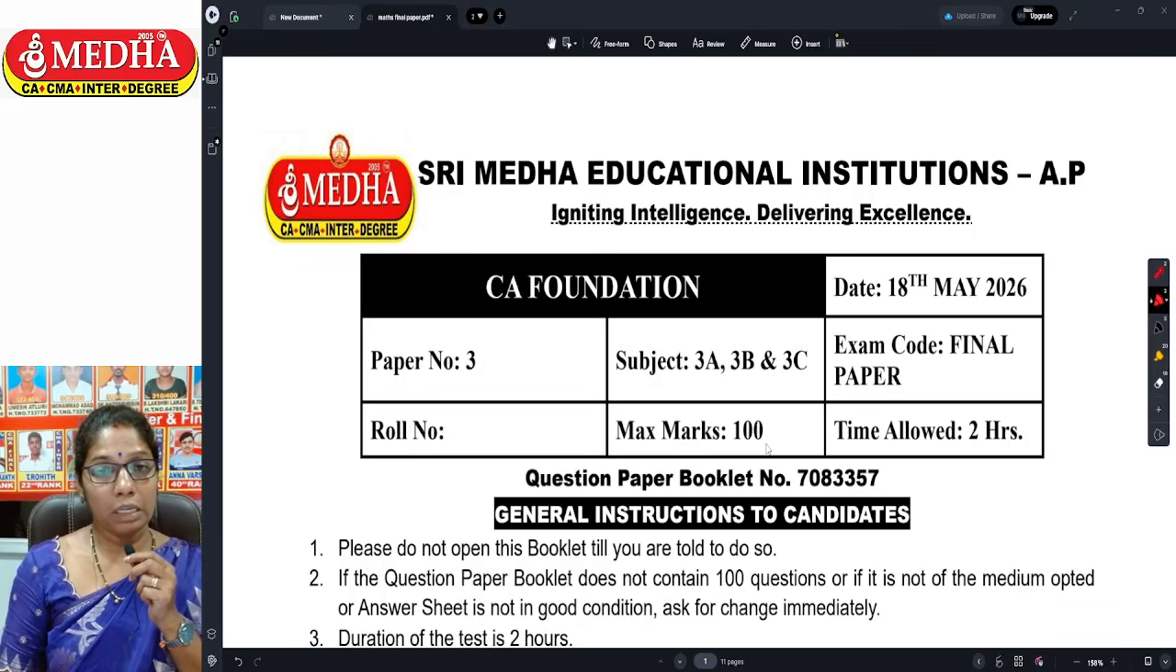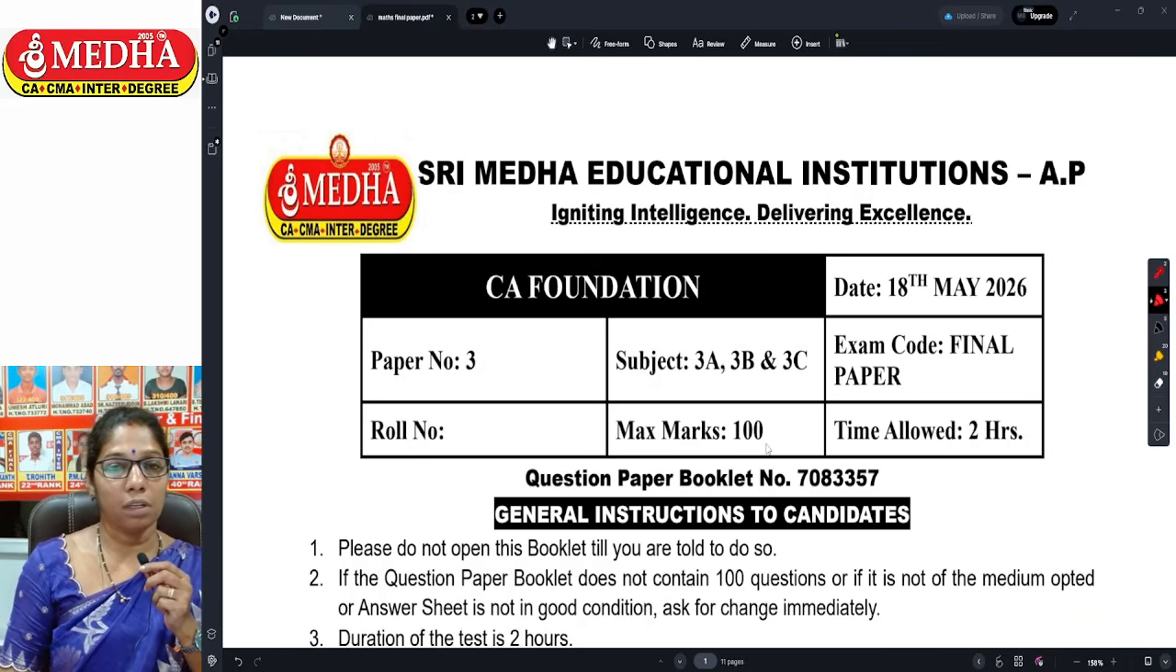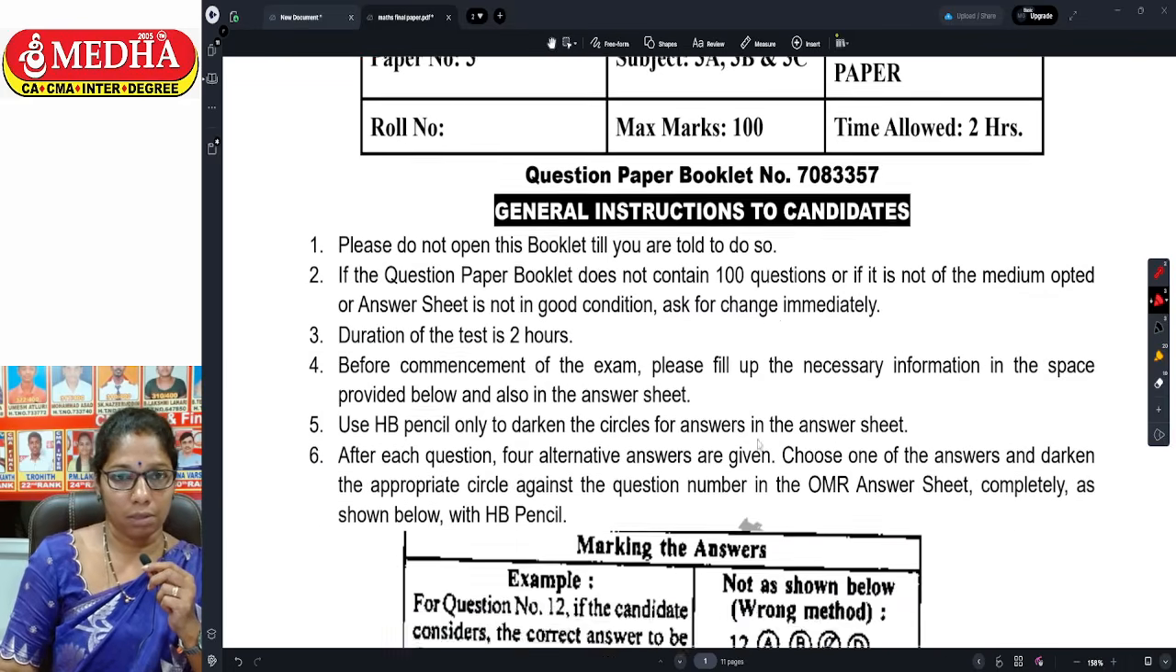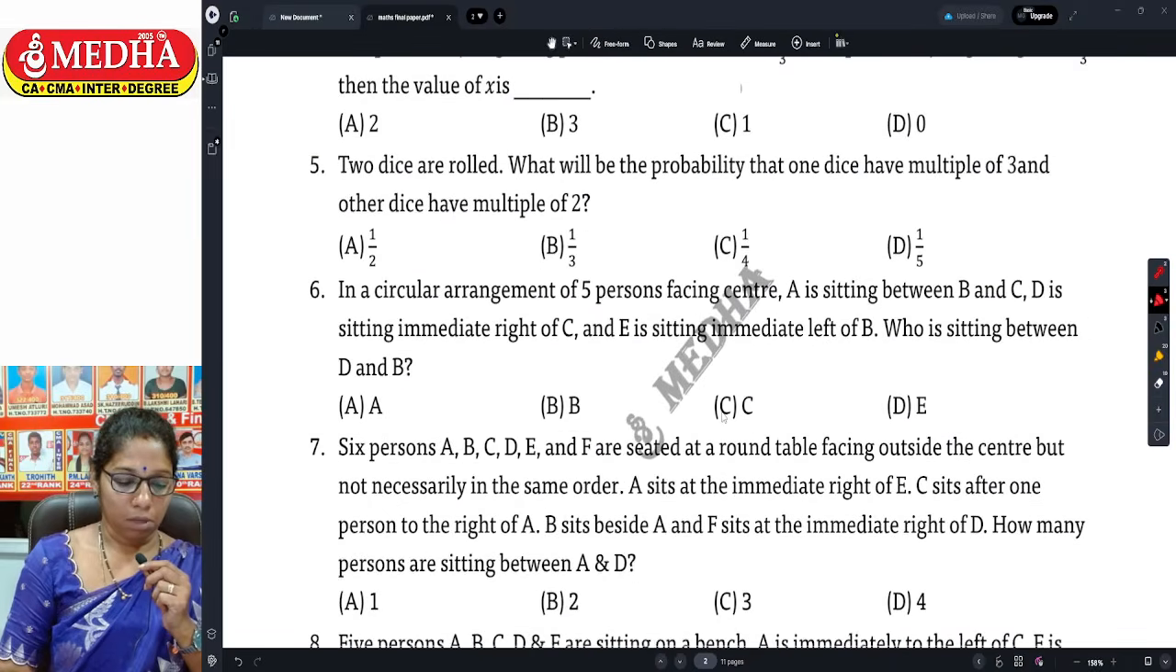Today I am going to give the key and solution for the Q3 paper, that is the CA Foundation third paper, held on 18th May 2026. In the Maths paper, I am giving the key and solution. That is question number 4.